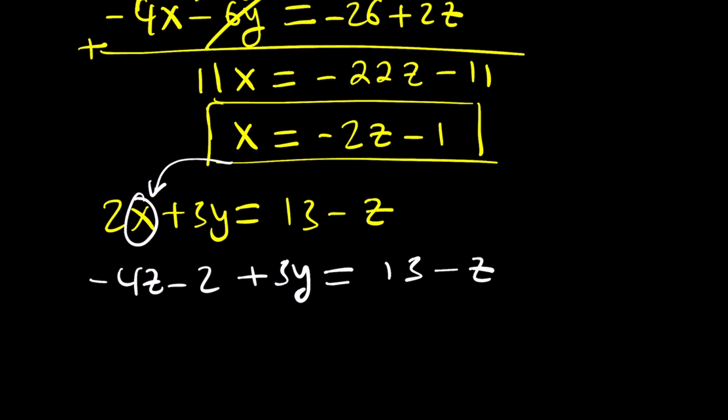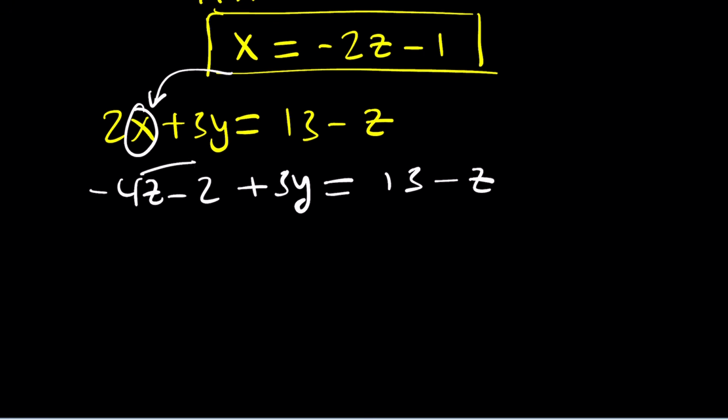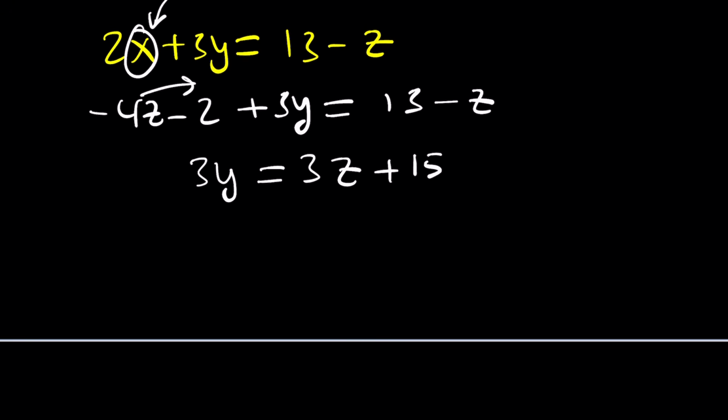Again, our goal is to solve for y. Let's go ahead and put the z on the other side. That'll be a plus 4z, which will give us 3z, and then -2 plus 2, 13 plus 2 is going to be 15. And ta-da, again, everything is divisible by 3. So from here, we're going to get y equals z plus 5.